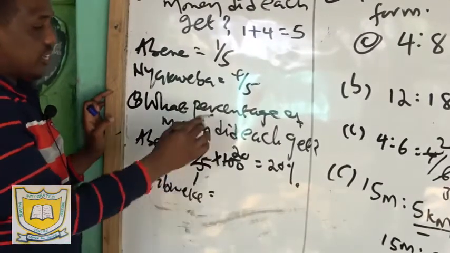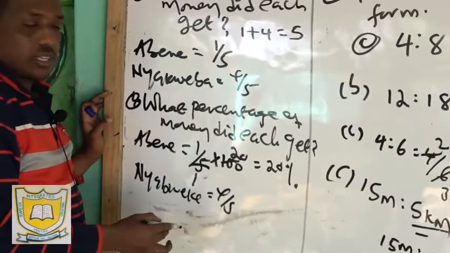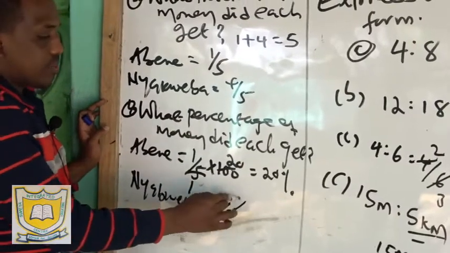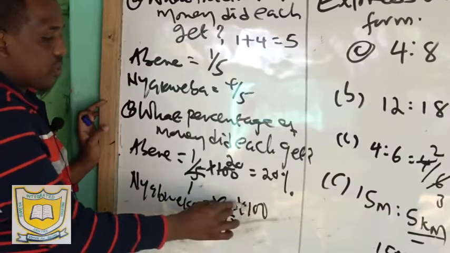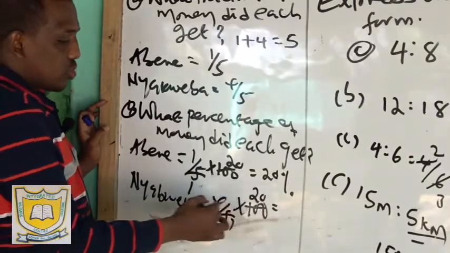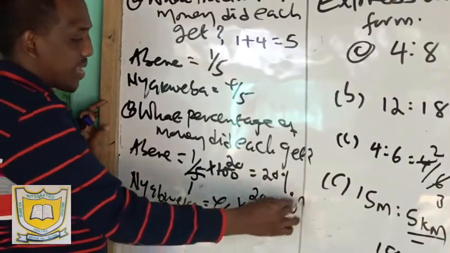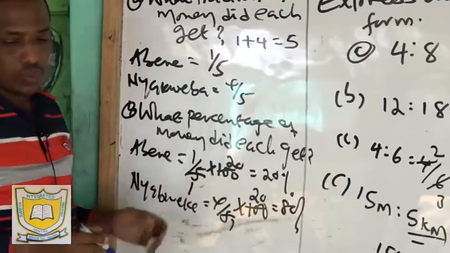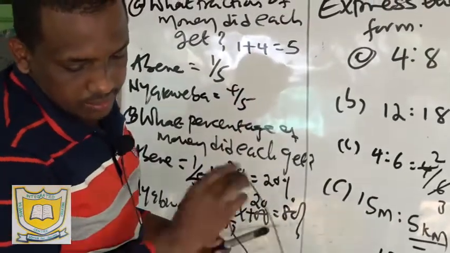For Nyakwepa, the ratio is 4 over 5, multiplied by 100 percent. 100 by 5 is 20, and 20 times 4 is equal to 80%. So you multiply it by 100.